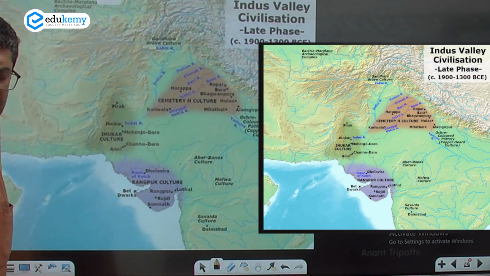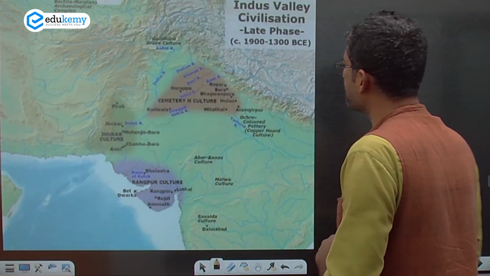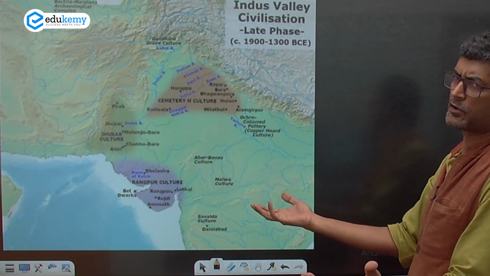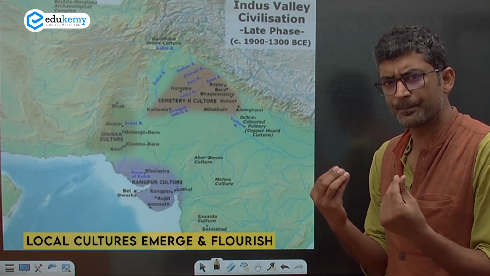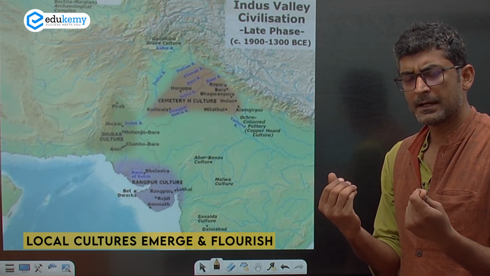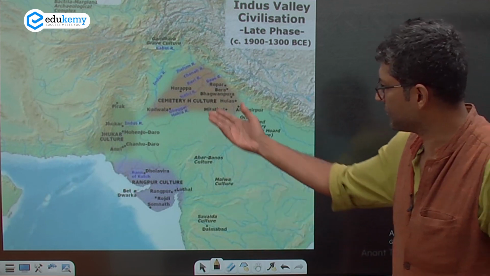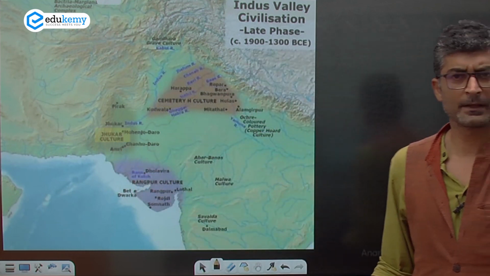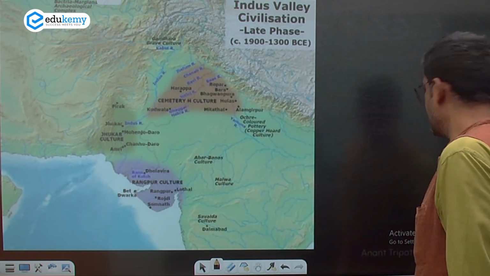This is the late phase, or this is where localization took place. This is where the decline was seen, if you recall. Here we see that the urban features, they lost, right? And certain local cultures emerge and flourish. But the urban elements fritter away. They are gone, right? We hear about Cemetery H, and we hear about Rangpur, and we hear of Jhukar in that phase, right? Okay, chaliye, let's proceed.